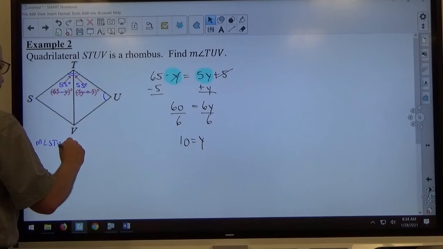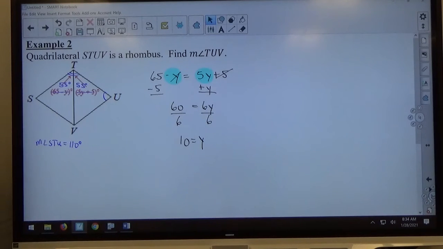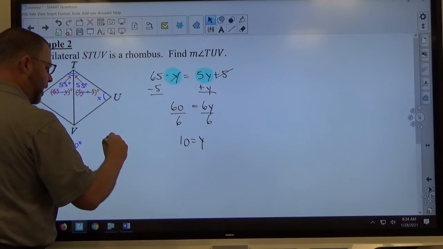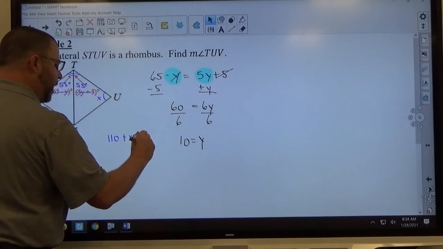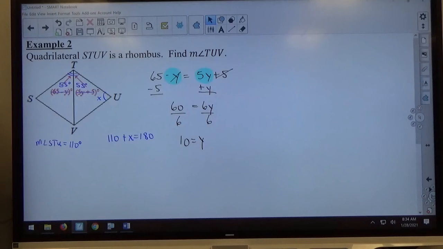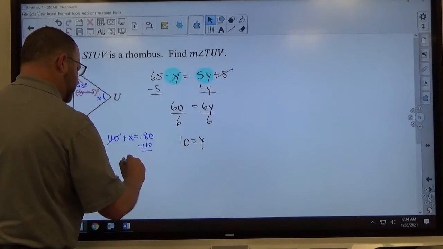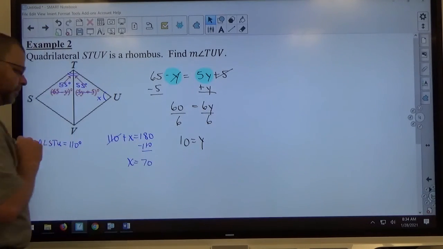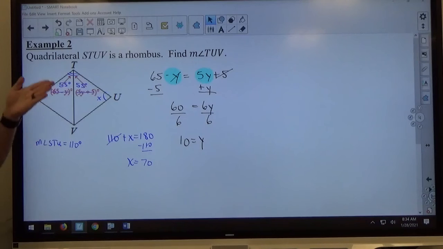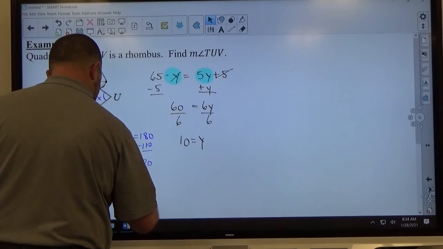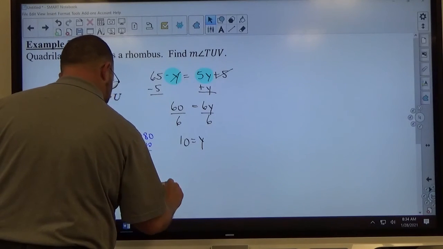is 110 degrees. And I know that 110 plus, let's call this x, 110 plus x should equal 180, because again, consecutive angles in a rhombus must be supplementary. So if I solve this, move the 110 over here, I get x equals 70. And x is what we're looking for. So measure of angle TUV equals 70 degrees.